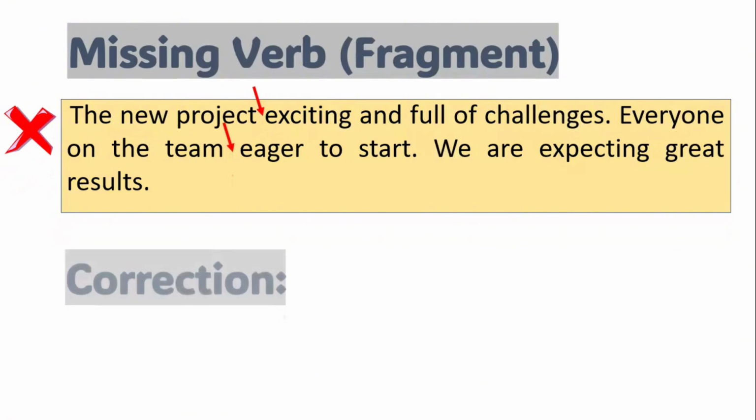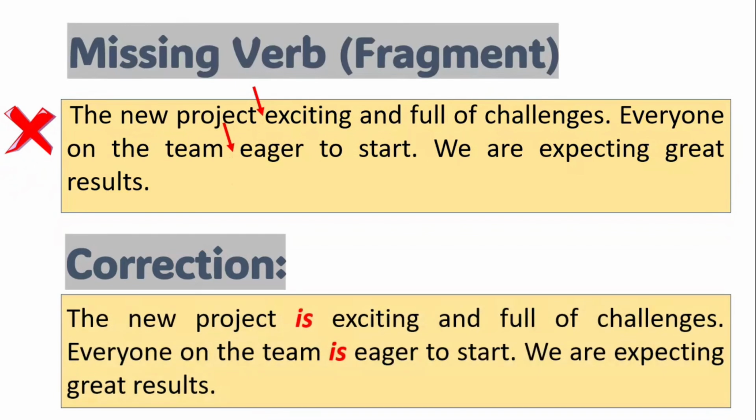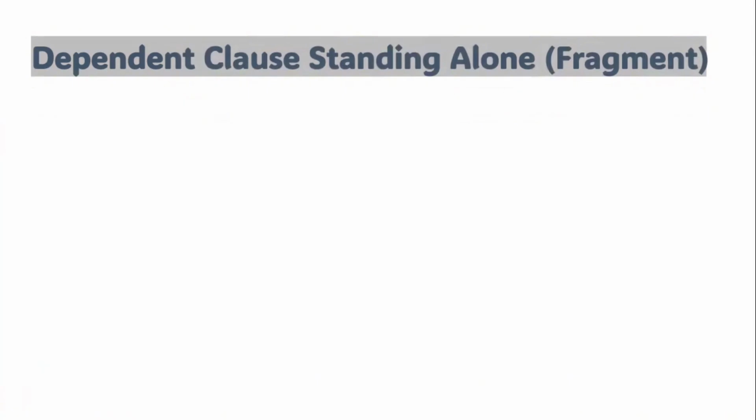The correction should be simply like this. The new project is exciting and full of challenges. Everyone on the team is eager to start. We are expecting great results. Usually, the idea of a missing verb or a missing subject is not actually a very common mistake, especially with advanced students. But the next ones, which will be clarified right now, I usually find very, very common when students are writing. Even the advanced students make mistakes with this one.